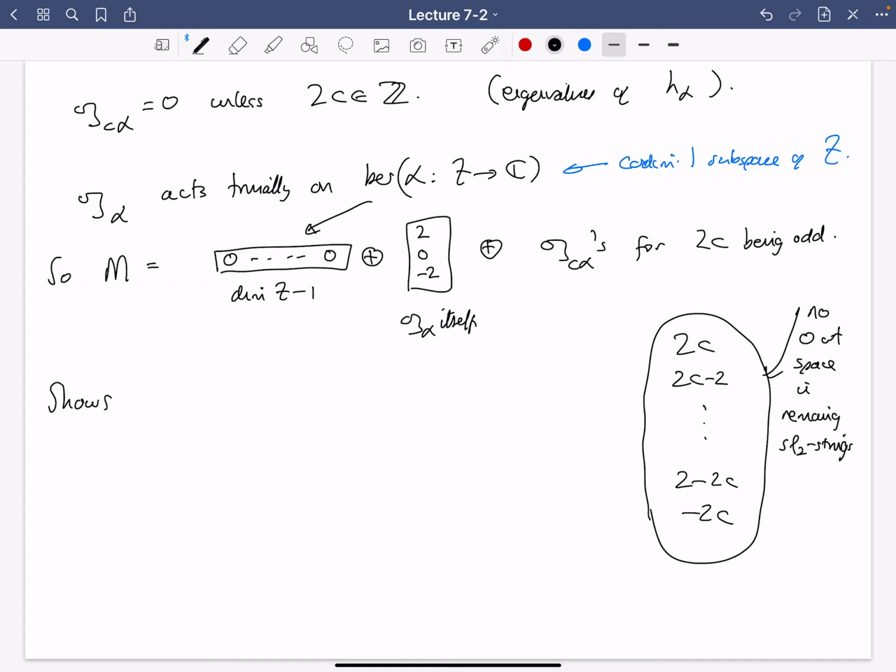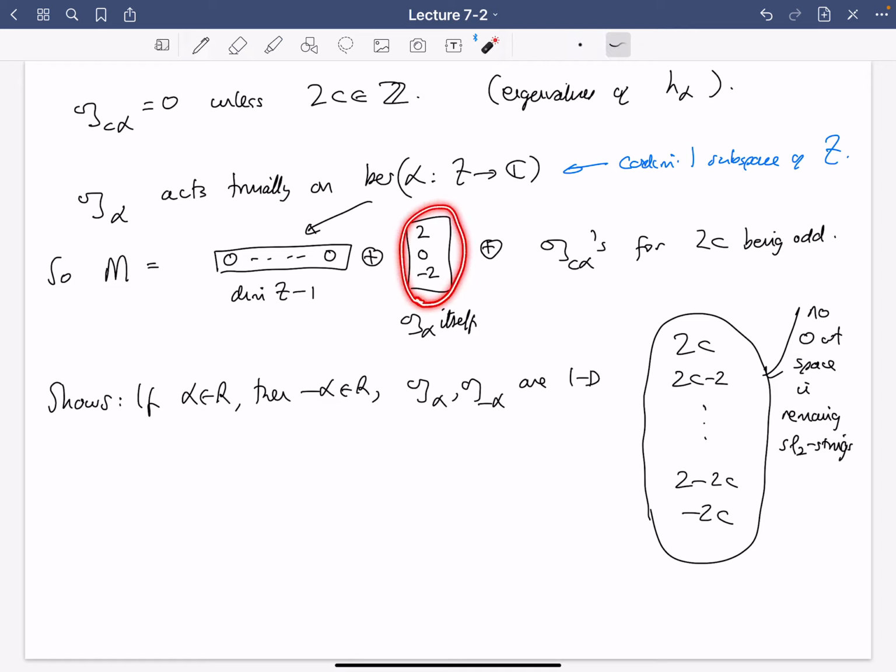So all of this shows that if alpha is in R, then minus alpha is in R, and G alpha and G minus alpha are one-dimensional, and none of the other ones are contributing to this 2 or minus 2 eigenspace for the action of H alpha. So this exactly shows that they're one-dimensional because that's all we're getting in there. Just one SL2 string to eat up one zero weight space. And moreover, it shows that if alpha is a root, then 2 alpha is not a root, because this is C equals 1 coming from alpha being a root, and 2 times 1 is not odd, so it's just not there.